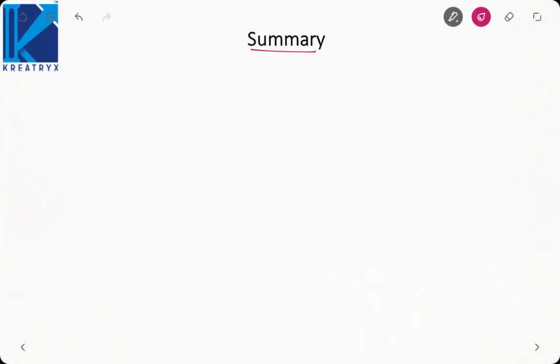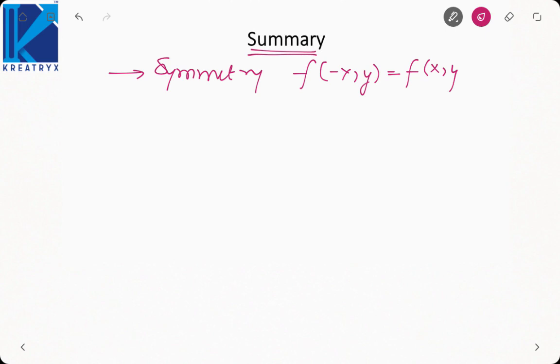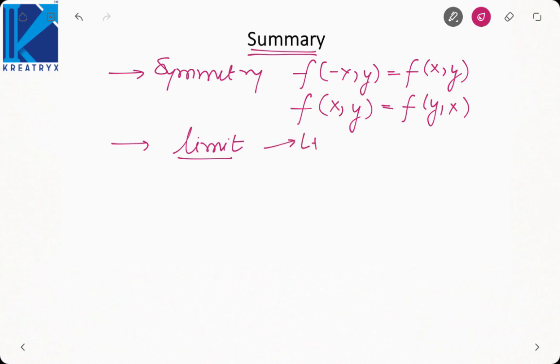Let me summarize what we have covered in this lecture. First, I told you about the symmetry property. That is, a curve is symmetric about the y axis if f(minus x, y) is equal to f(x, y). It is symmetric about the line y equal to x in case f(x, y) is equal to f(y, x). Then we learnt about the limit of a function. I told you there are two limits, left hand limit and right hand limit, and once both are equal, then the limit is said to exist.